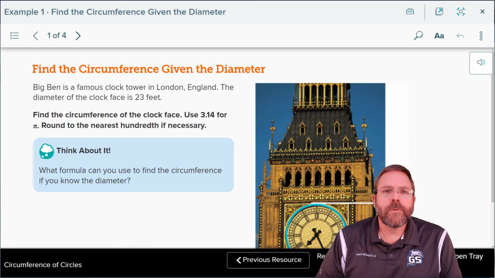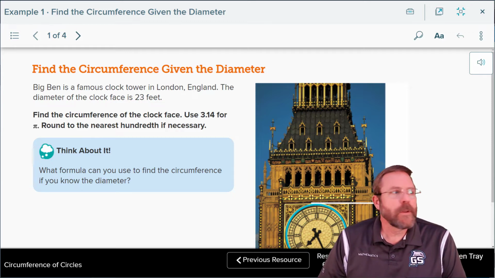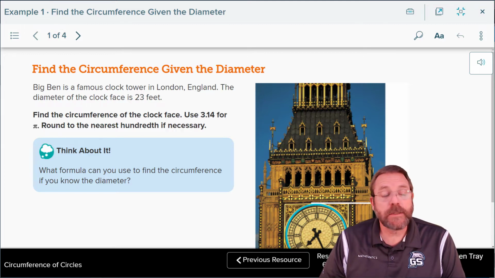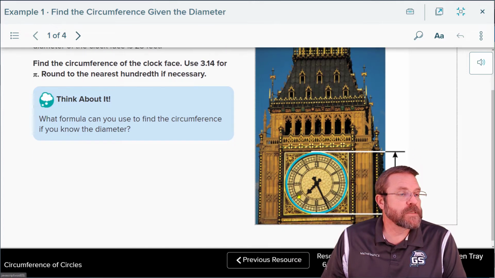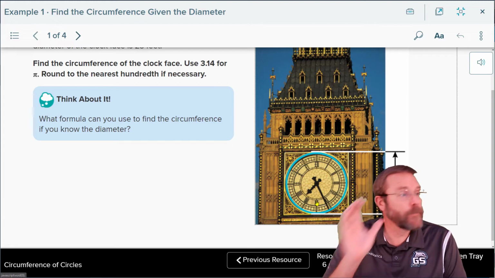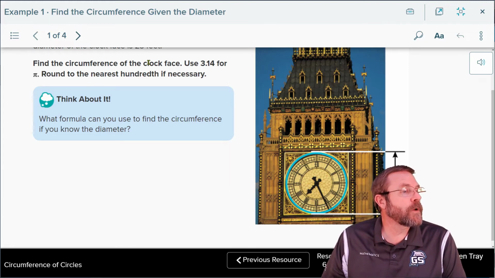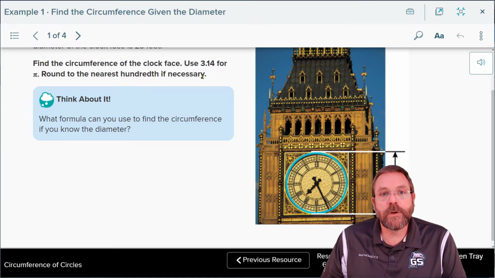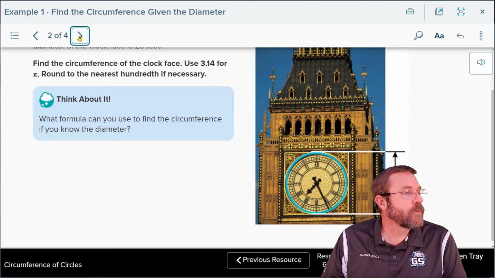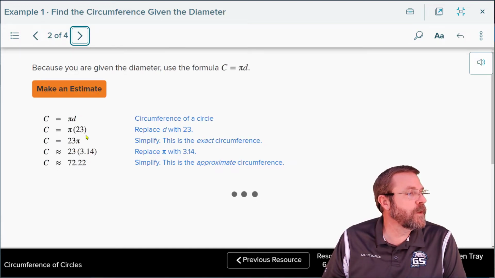For example 1, the question asks us to find the circumference with a given diameter. Big Ben, big old clock in England, is a famous clock tower of London, England. Kind of said that, didn't it? The diameter of the clock face is 23 feet, as you can see in the image here. The diameter, the straight line across, is 23 feet. And it says find the circumference of the clock face, use 3.14 for pi, and round your answer to the nearest hundredth if necessary. So from there, we're going to move forward, and you can see what they did.